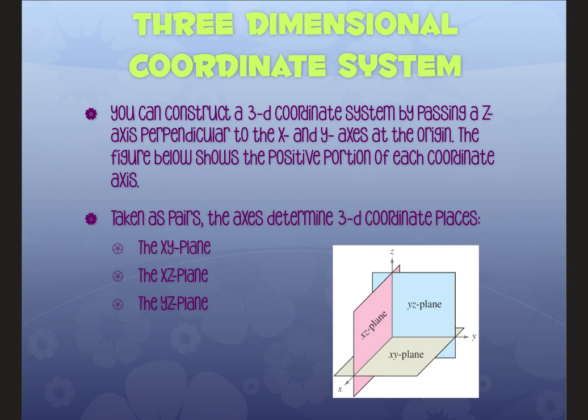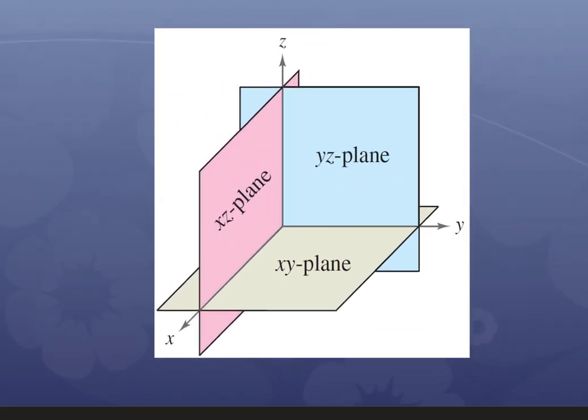So you can construct a 3D coordinate system by passing a z-axis perpendicular to the x and y-axis that we already know. And the figure below shows the positive portion of each coordinate axis. If I zoom in on this, notice that the x and y and z are labeled, and the x is now coming forward and back. So our former x, which would have gone left to right, we're now going forward and back. The y is going right to left. The z is going up and down, okay? You can rotate this around. I have a web tool that lets you rotate it around, but when you see a static image and you see those three axes drawn, the x will be forward and back, the y will be right and left, and the z will be up and down.